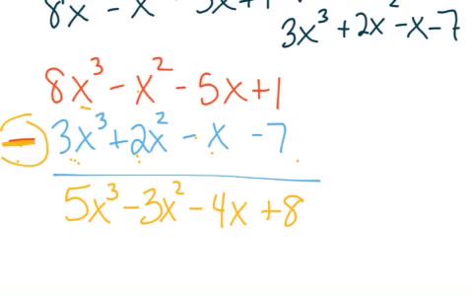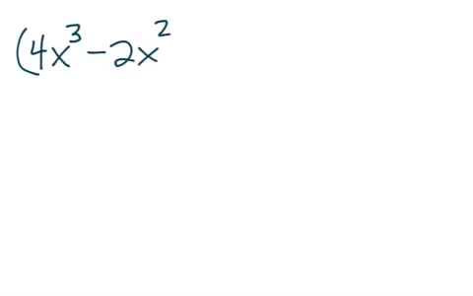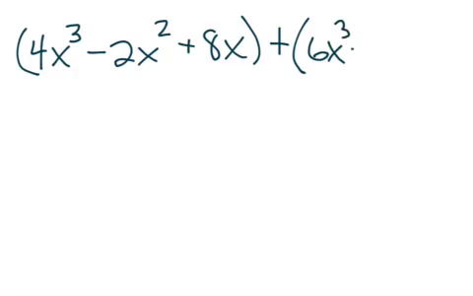Okay. So let's look at then the horizontal configuration, which is the one that we've primarily done. So I'm just going to add horizontally 4x cubed minus 2x squared plus 8x. And I'm going to add to that 6x cubed minus x squared minus 8.